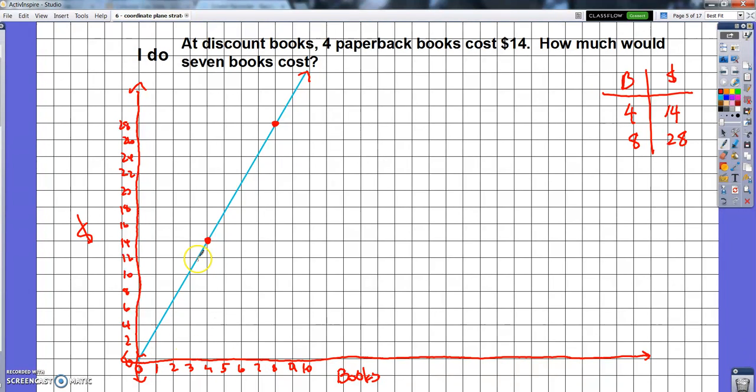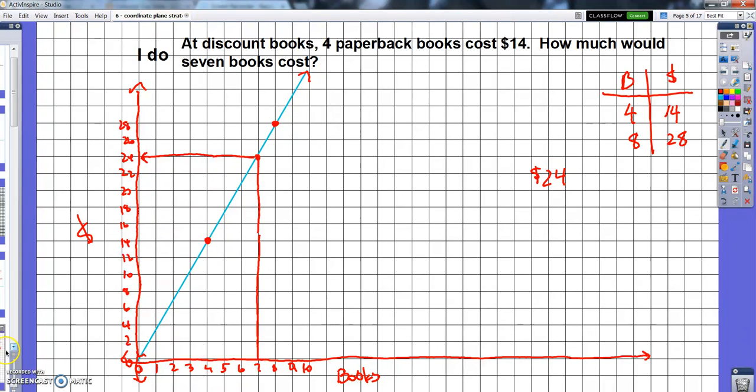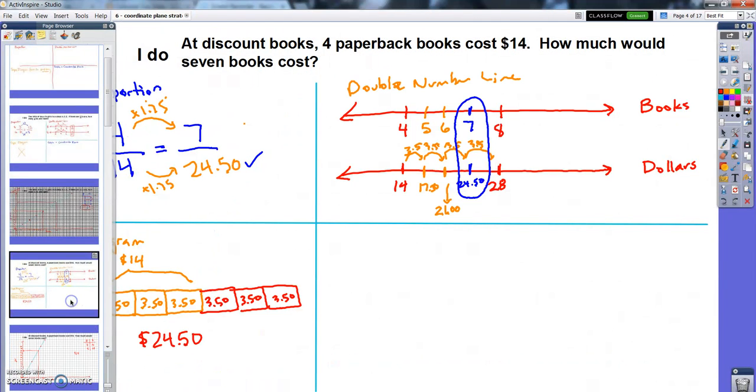So now I've got 4, and I've got 8, 28, and I'm looking for 7. So if I buy 7 books, I'm going to go up to this point right here. I didn't draw my graph perfectly, so that's a good way for me to explain a limitation of this strategy. It looks from my graph like the answer would be $24. 7 books, $24. One of the limits of this strategy, if you'll remember from our other examples, is that the answer to this one's actually $24.50, I believe.